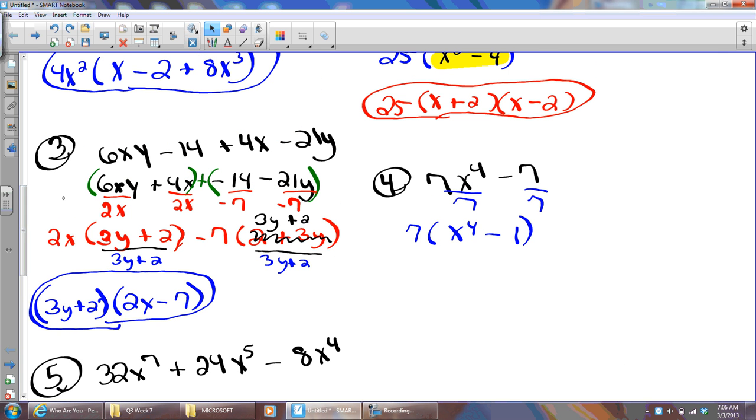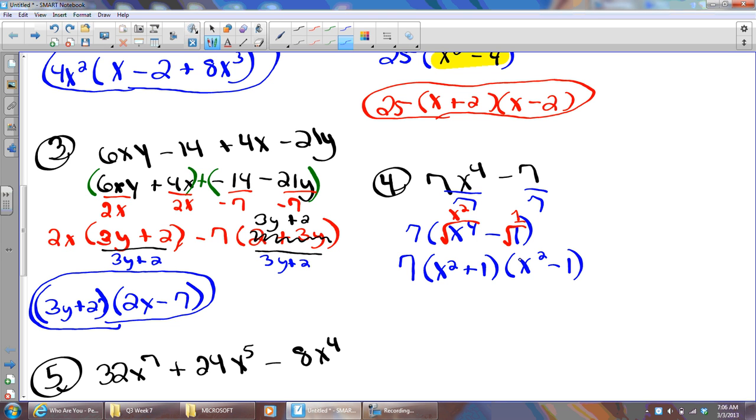Okay, now I'm looking inside the quantity. I still have 2 terms, and I do have a subtraction sign. So I'm going to go looking to see if I've got perfect squares. Well, is 1 a perfect square? It sure is. The square root is 1. Is x to the 4th a perfect square? Yep, because x squared times x squared is x to the 4th. So now my problem factors like this. 7 times x squared plus 1 times the quantity of x squared minus 1. DOPS always factors that way.